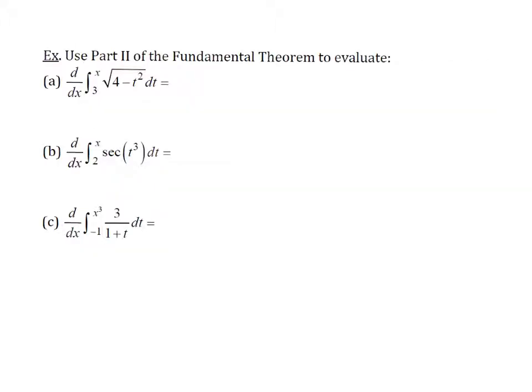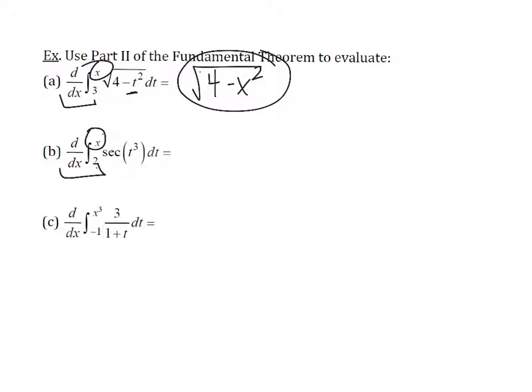Let's do an example. So here are 3 examples. The first one, whenever you see this d dx and an integral, you should immediately be thinking fundamental theorem of calculus part 2, and that means I'm probably just going to be able to substitute whatever's up there in for my variable. So this is going to be the square root of 4 minus x squared, and that's just going to be my answer by itself. Same thing for the other one. We have 2 to x, and we have the integral and the derivative put together, so that x is going to go right inside of that secant t cubed. It's going to be secant x cubed.